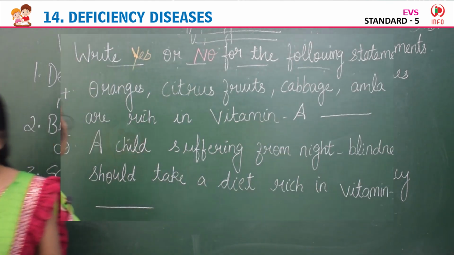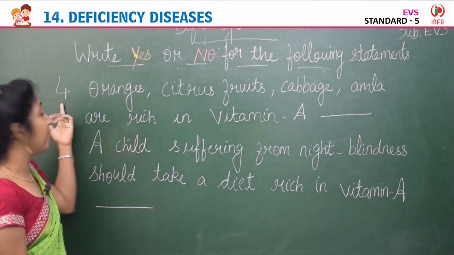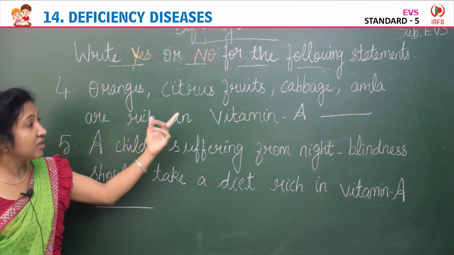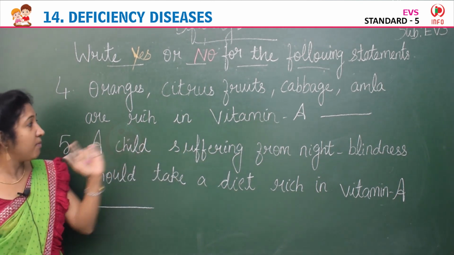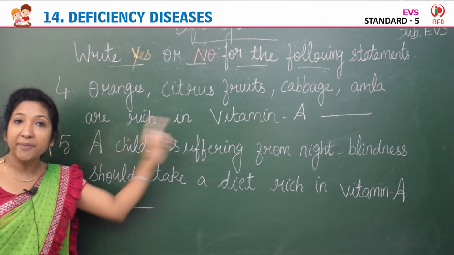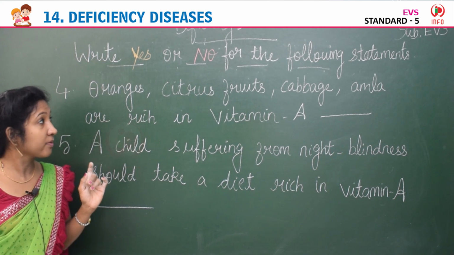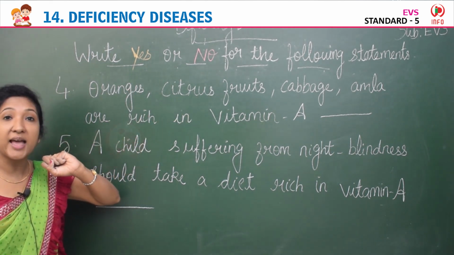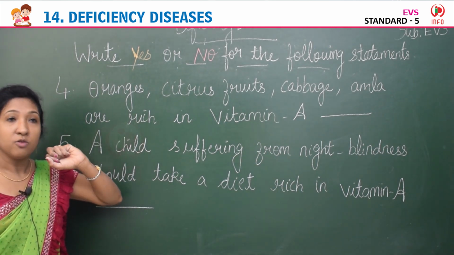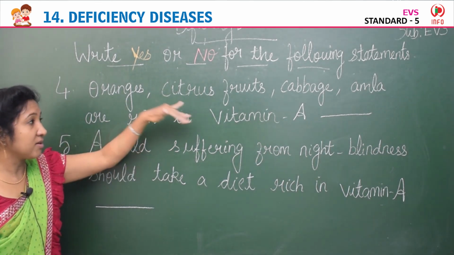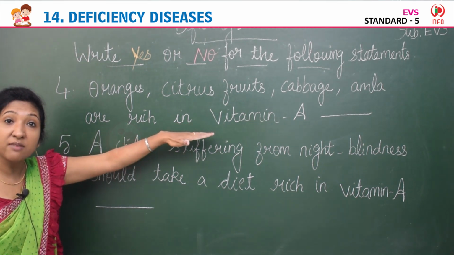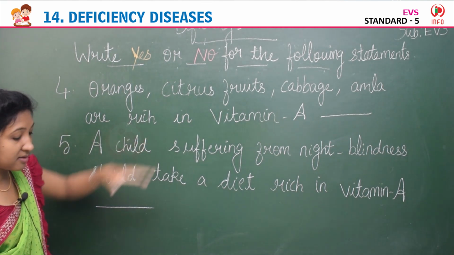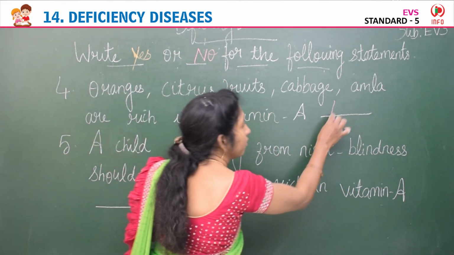Our next question is the fourth question. The fourth statement: oranges, citrus fruits, cabbage, amla are rich in vitamin A. Is it right or wrong, children? No, these fruits, oranges and cabbage and all, are rich in which vitamin? Vitamin C. So this statement is wrong. So the answer is no.